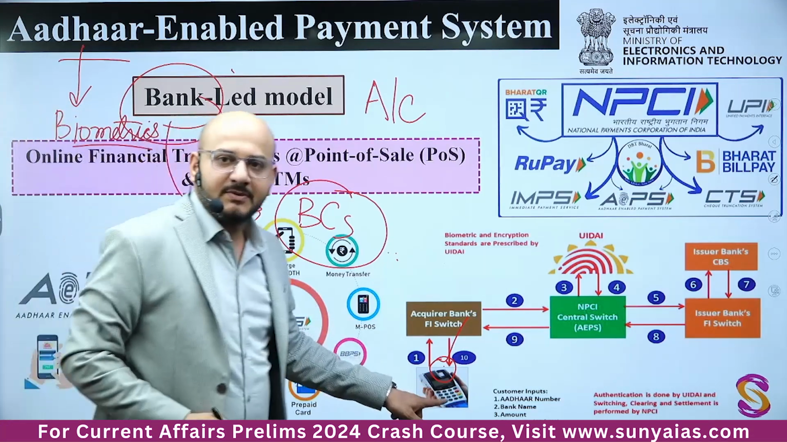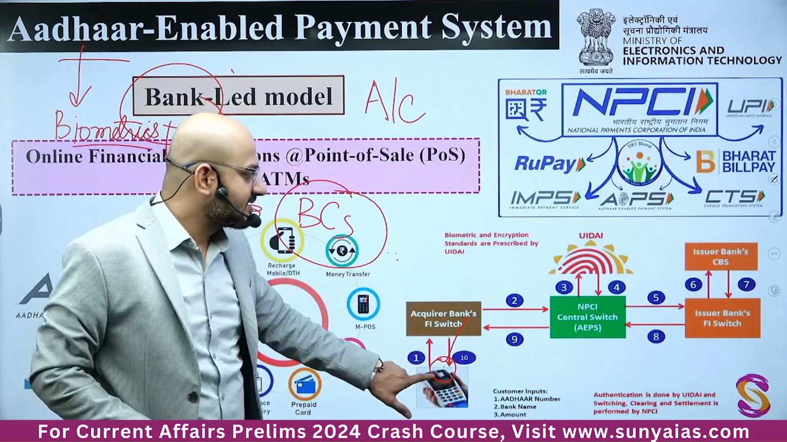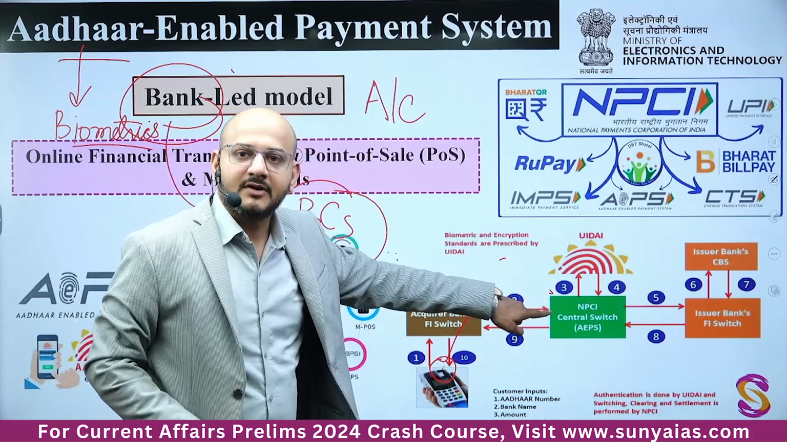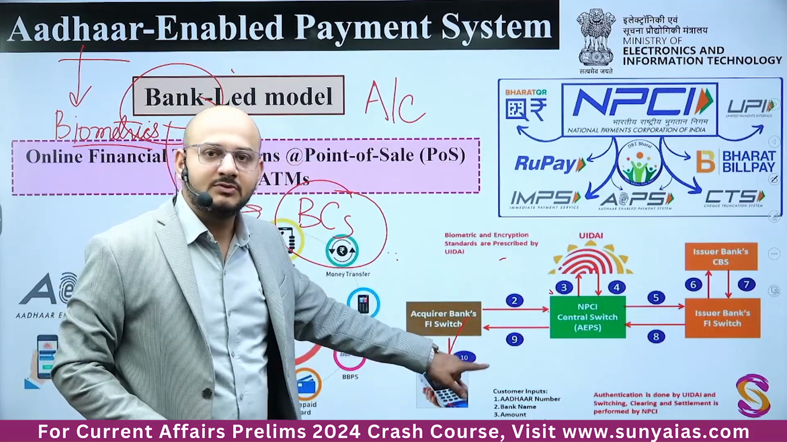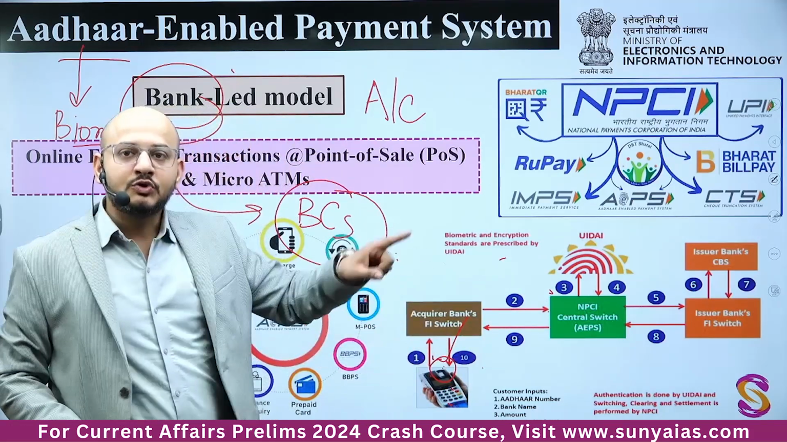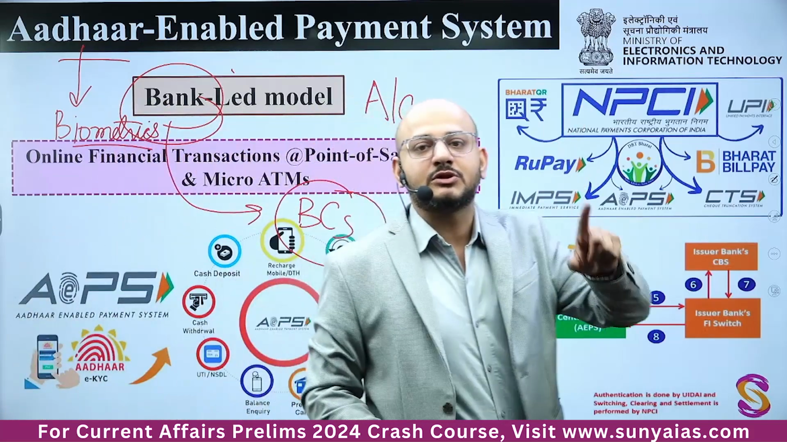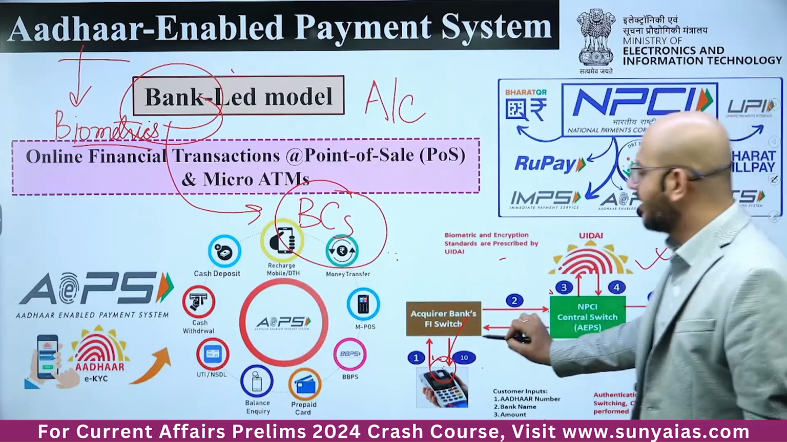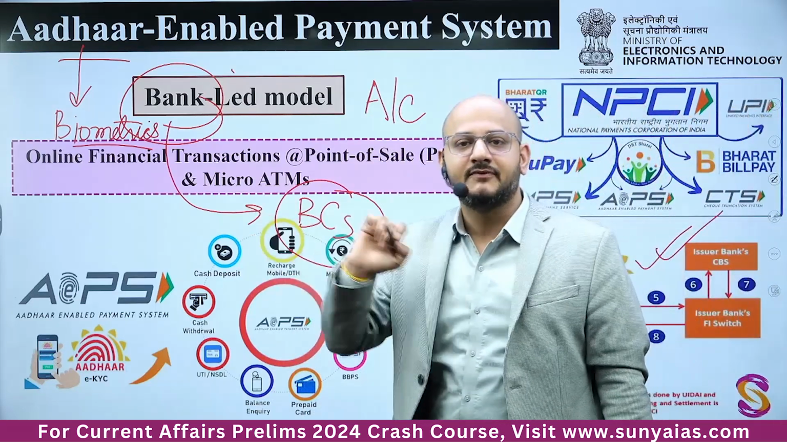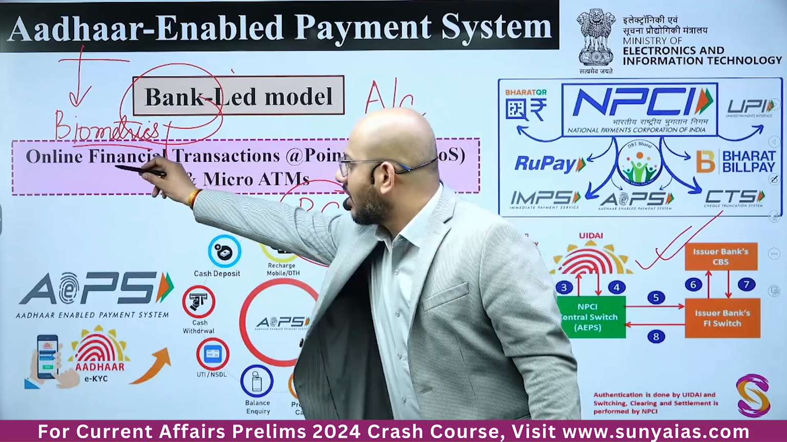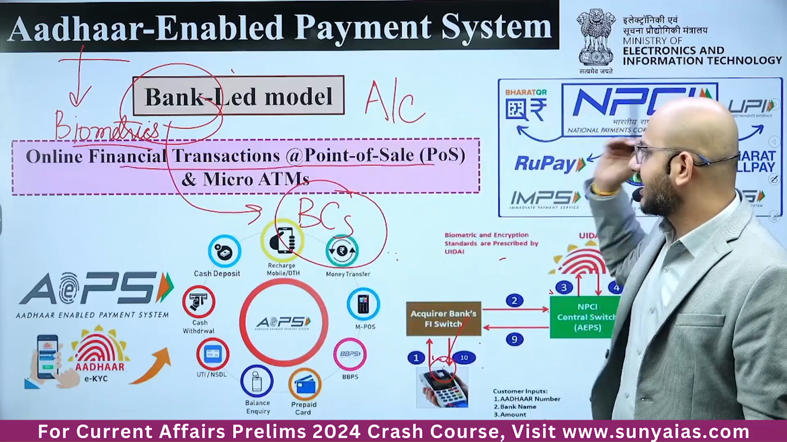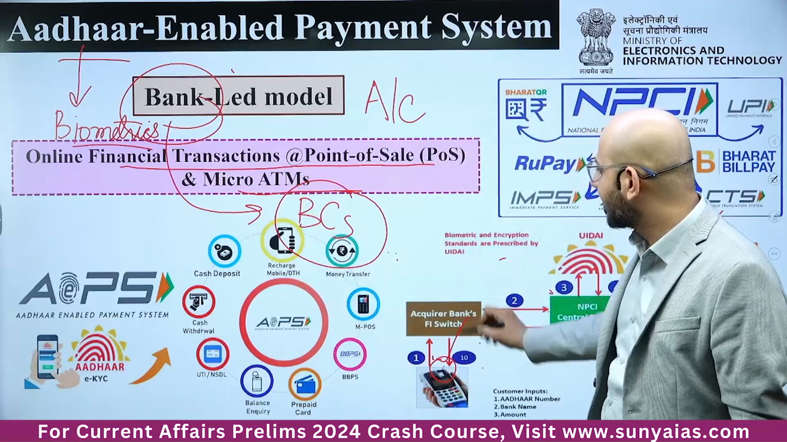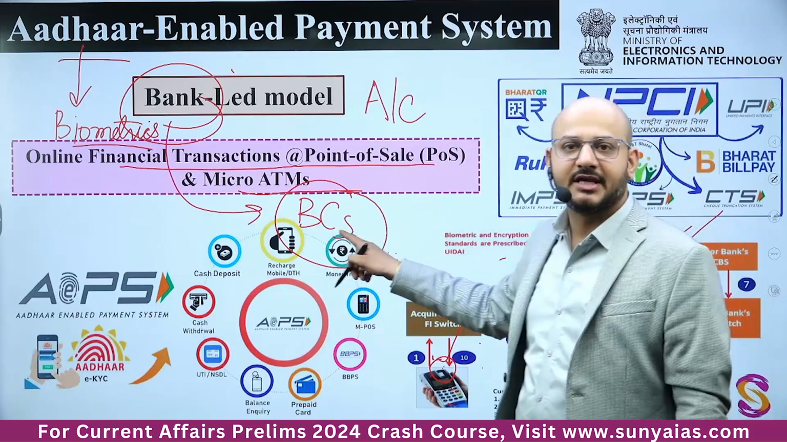Aadhaar biometrics will be used for the authentication that yes, this account number is linked to this person. So UIDAI will confirm that yes, this biometrics belongs to the particular individual whose PAN card or bank account is also linked, and it can be verified and payment can be done without the knowledge of your bank accounts. Online financial transaction at point of sale and micro ATMs with the help of banking correspondents, because they will help in guiding them. So biometric authentication will be done.